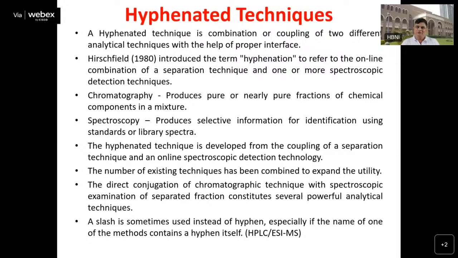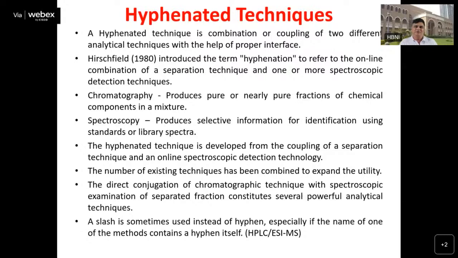As we've seen, chromatography produces pure or nearly pure fractions of a chemical component in a mixture, and spectroscopy produces selective information for identification using standards or laboratory spectra. You can use both standards as well as the libraries that are available, so you can take the help of those library spectra also. The hyphenated technique is developed from the coupling of a separation technique and an online spectroscopic detection technology.